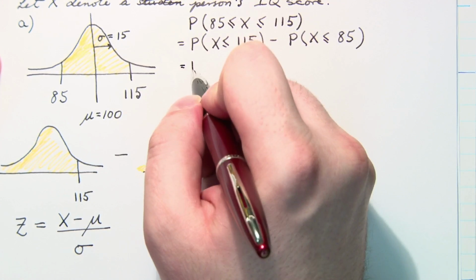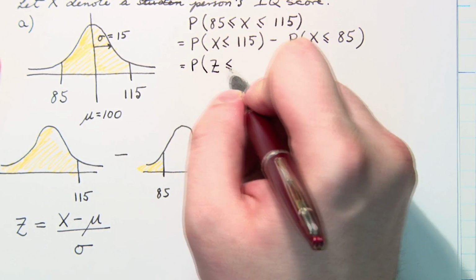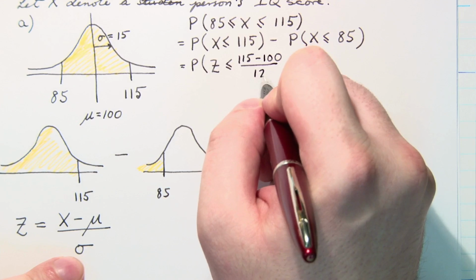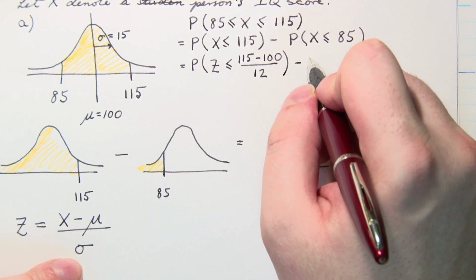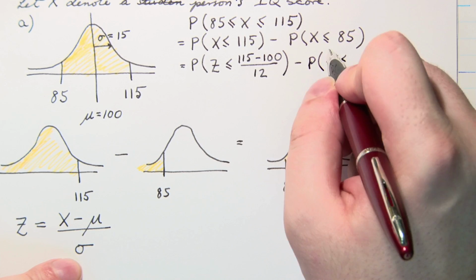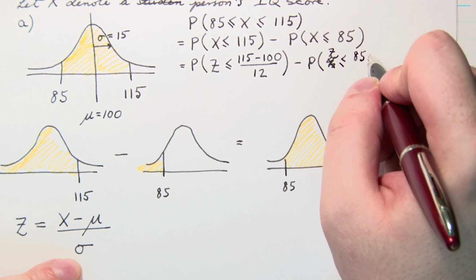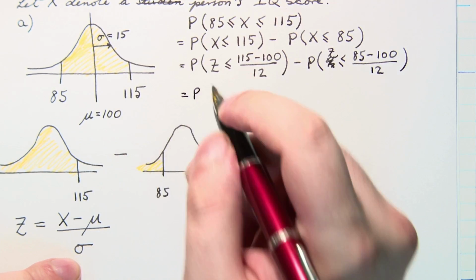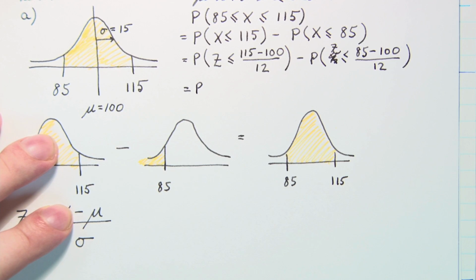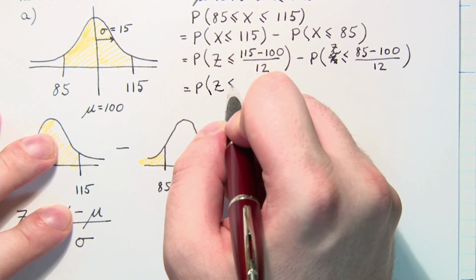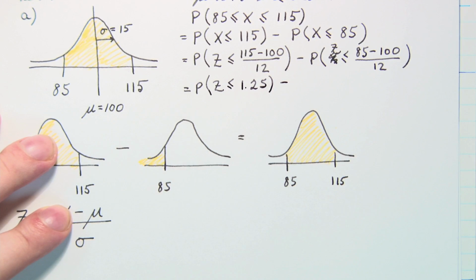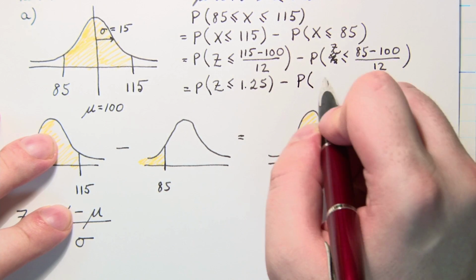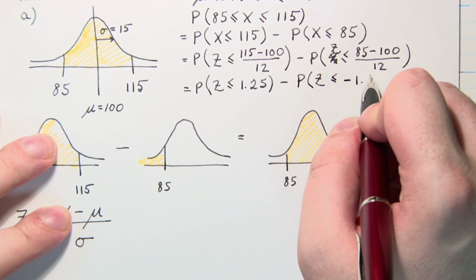So I can convert from x to z. I have 115 minus mu, which is 100, over 12. The next one, converting to z, is 85 minus 100 all over 12. So I have 15 over 12, which gives me 1.25. And 85 minus 100 gives me negative 15 over 12, so that gives me the probability of z less than or equal to minus 1.25.